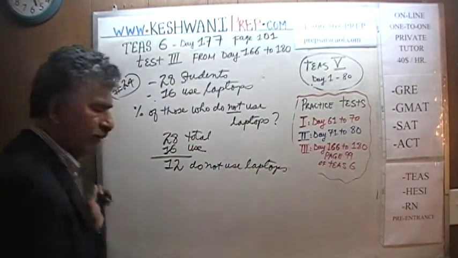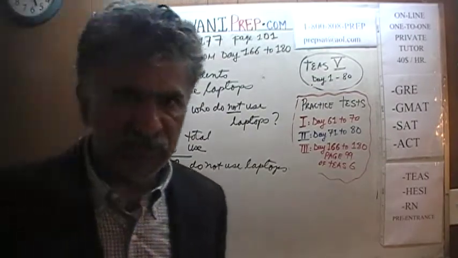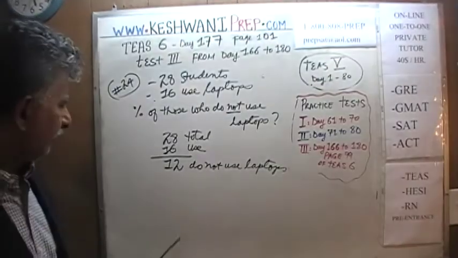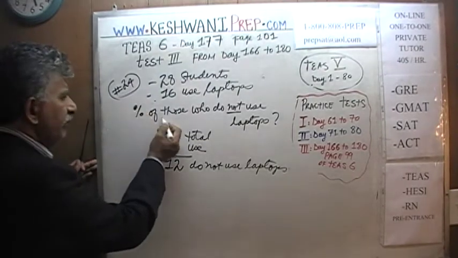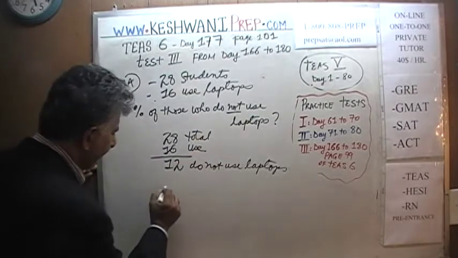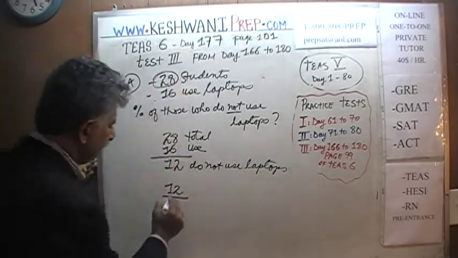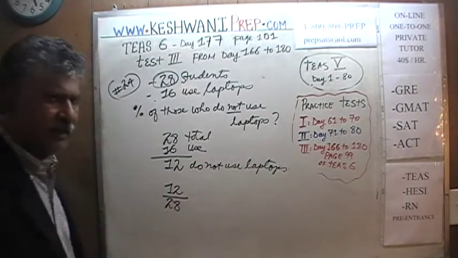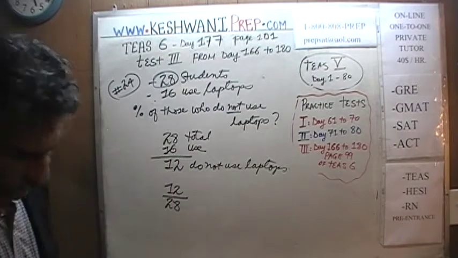Well, if they do not use laptops, they must use something other than laptops. The assumption being that everybody is using something. You have to read the question yourself. So it's 12. And if you want to find the percentage of the people who do not use a laptop, it is simply 12 out of the total number, which is 28. We have to find what this number is in percentage.